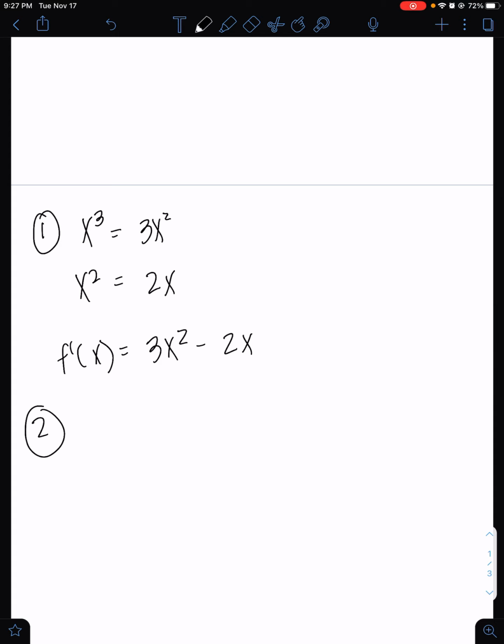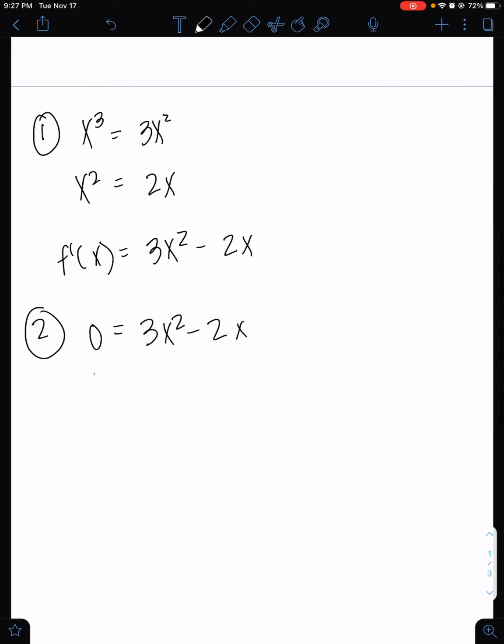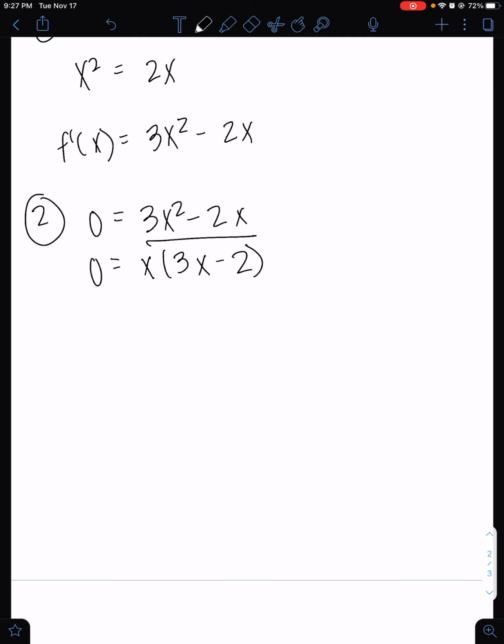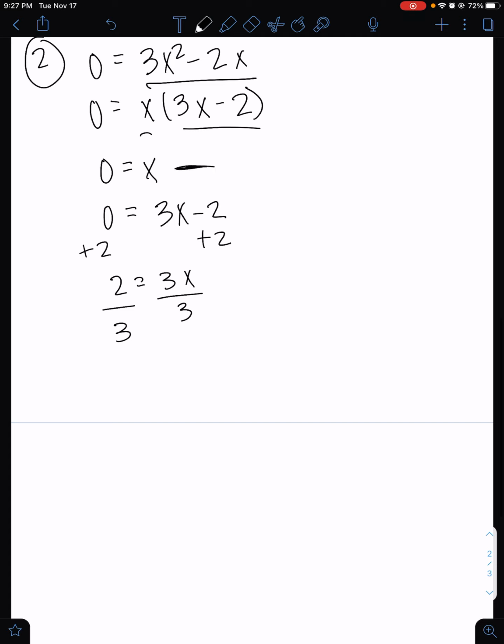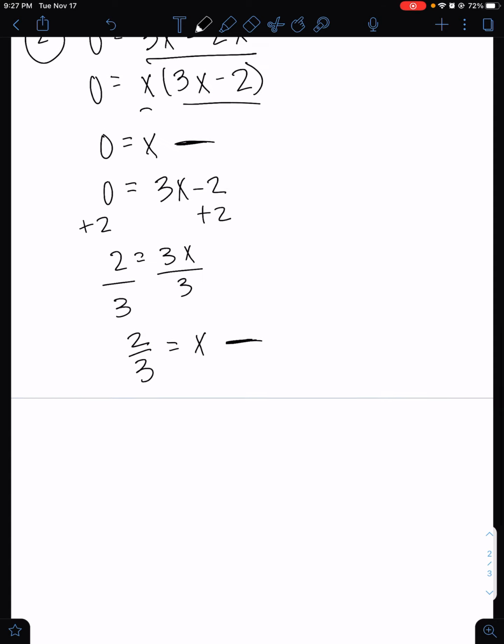So step 2, the critical points. Set your equation equal to 0. We can factor out the x on the outside, which leaves 3x minus 2. Now we can set both of these factors equal to 0. 0 equals x, that's pretty simple there. 0 equals 3x minus 2. We add the 2, then we divide by 3, and we get x equals 0, x equals 2/3.